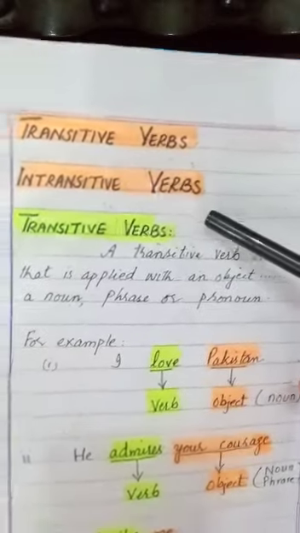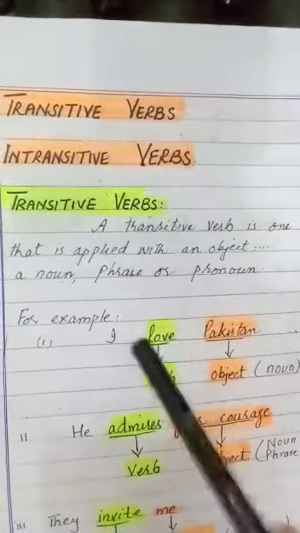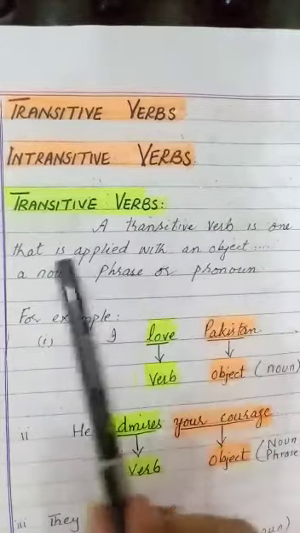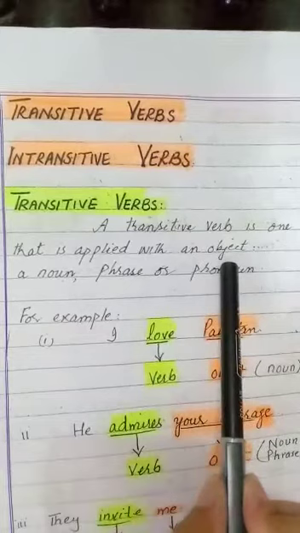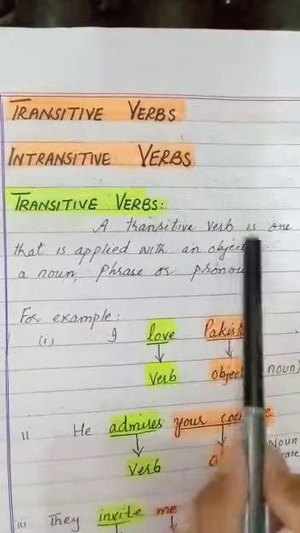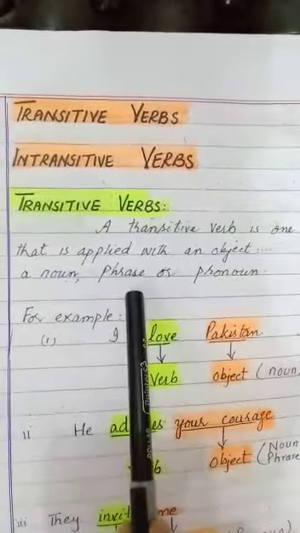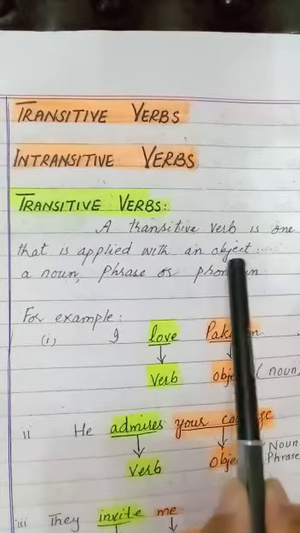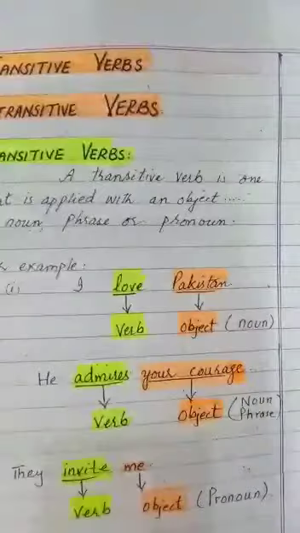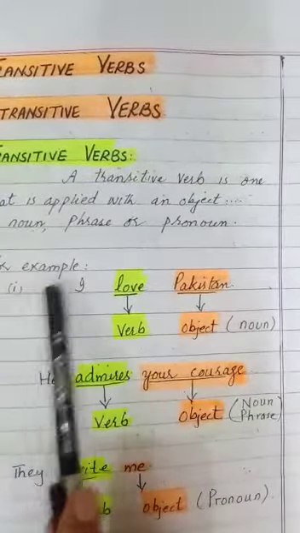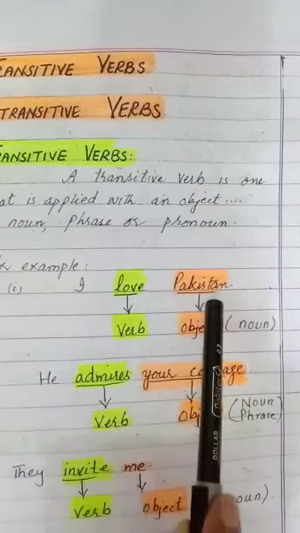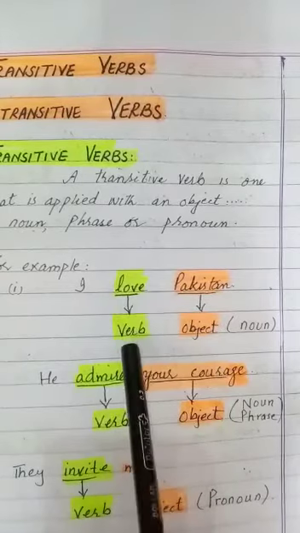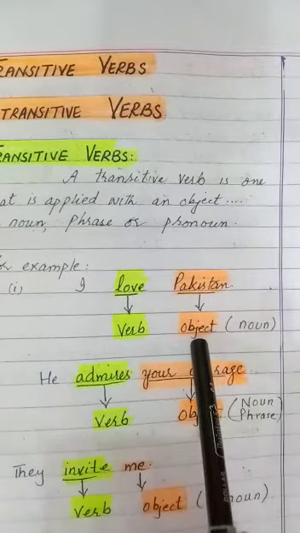Transitive verbs and intransitive verbs, these are the kinds of verbs. The definition of a transitive verb is: a transitive verb is one that is applied with an object, and that object will be a noun, a phrase or a pronoun. Now let's see what is an object in a sentence. For example, I love Pakistan. I is subject, love is verb, Pakistan is object.